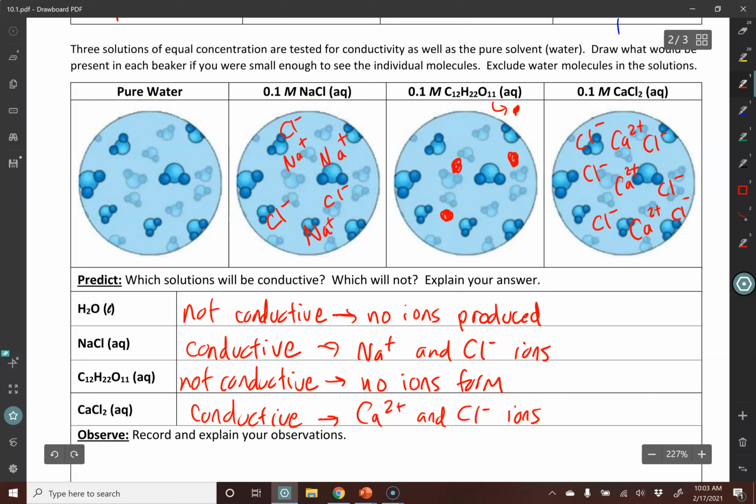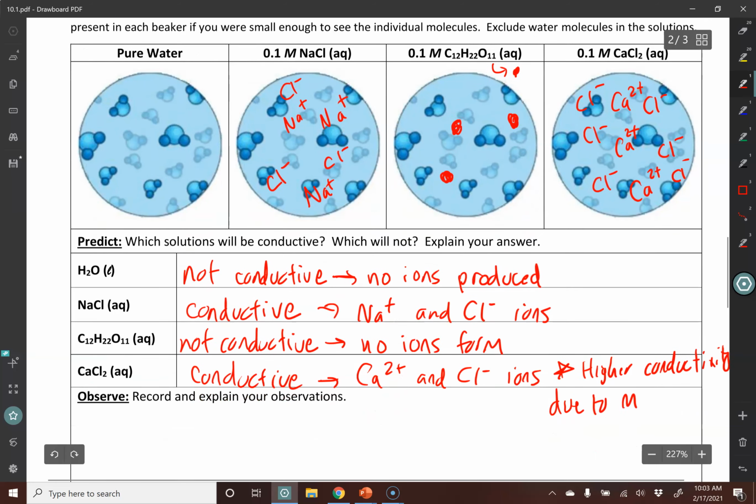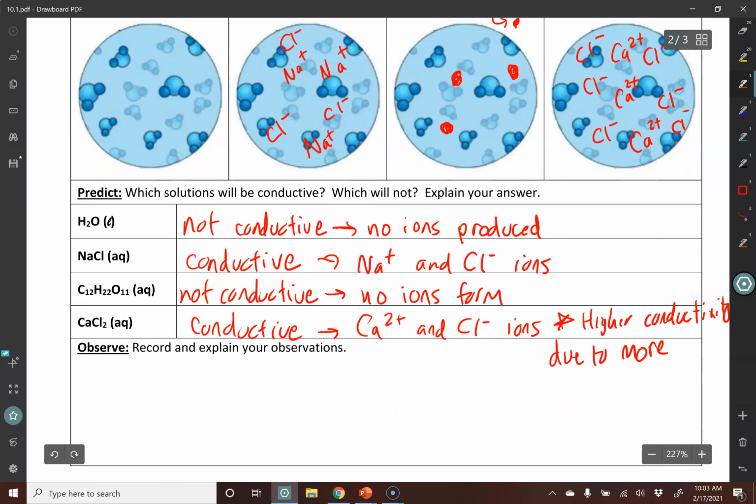Calcium chloride will be more conductive at the same concentration. So I'm going to write it as a higher conductivity due to more ions in solution.